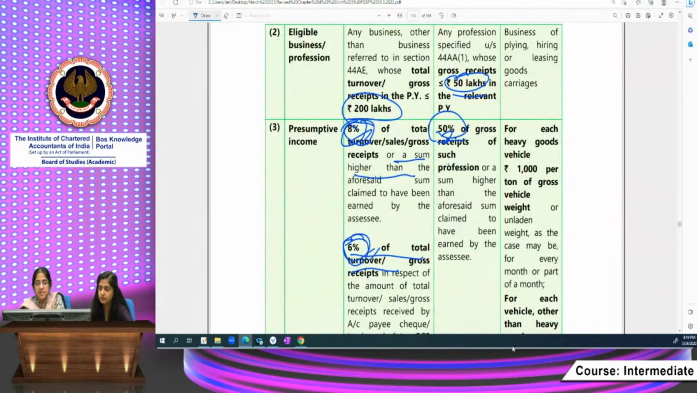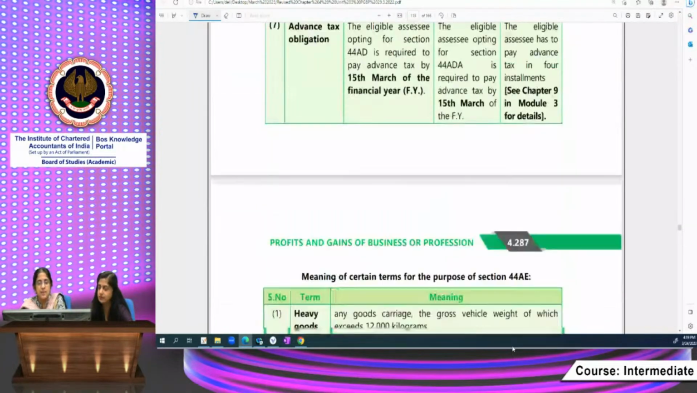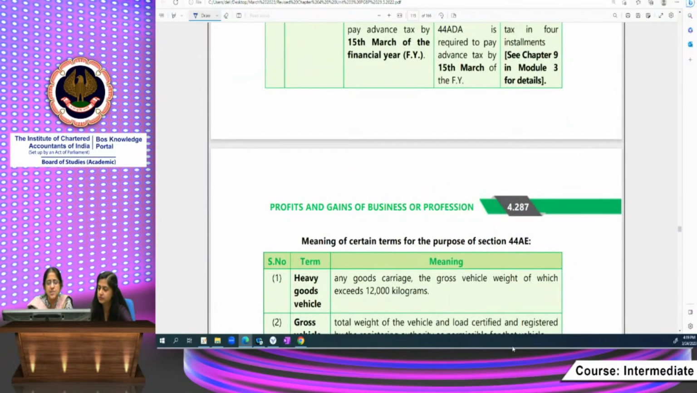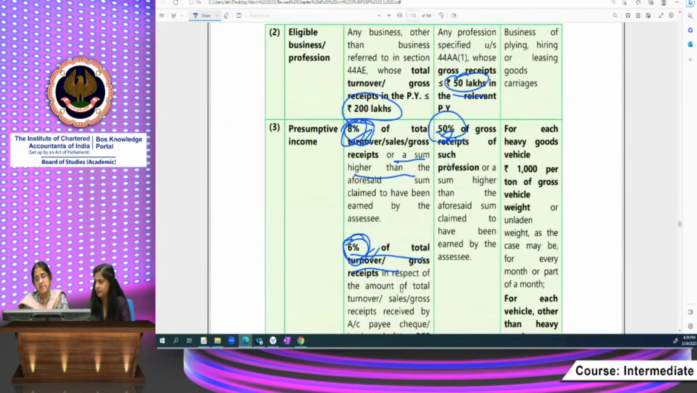Here again, the heavy goods vehicle, what is a heavy goods vehicle? That has been defined, of what tonnage it should be. That is there at the end of the table. Goods carriage, gross vehicle weight of which exceeds 12,000 kilograms. If it's up to 12,000 kilograms, then it is a light goods vehicle, not a heavy goods vehicle. Okay. So exceeds 12,000 kilograms, because lots of questions come like that: with 12,000 kilograms, then this heavy goods vehicle rate you cannot apply. You have to apply the other than heavy goods vehicle rate. The two things are different.